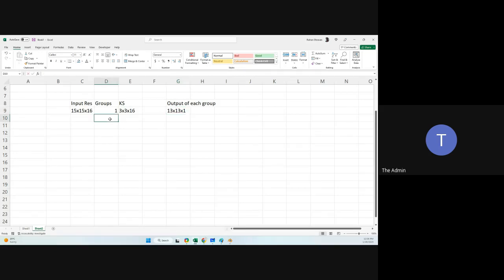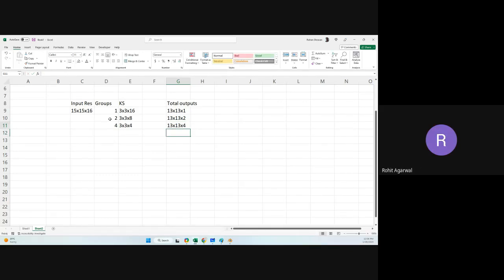Now, if we had 2 groups, then the kernel size needs to be 3 cross 3 cross 8. The outputs are going to be 13 cross 13 cross 2. Are we clear? If we had 4 groups, then this is going to be 3 cross 3 cross what? By the way, the output of each group is 1, so the total output is going to be 13 cross 13 cross 4. Are we clear?